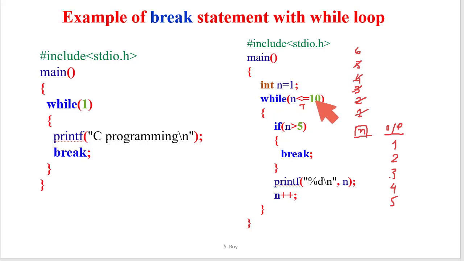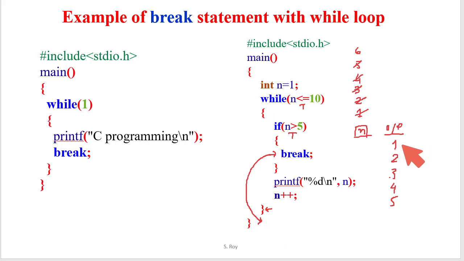When n is 6, this condition, 6 less than or equal to 10, provides a true result. But when the execution enters into the while block, this n greater than 5, that is 6 greater than 5, provides true. When this provides true, the execution enters into the if block and executes this break statement. When this break statement is executed, the execution comes out from the while loop. This is the end of the while loop. So after this break statement, execution will come out from here to here. So we will get no output after 5.